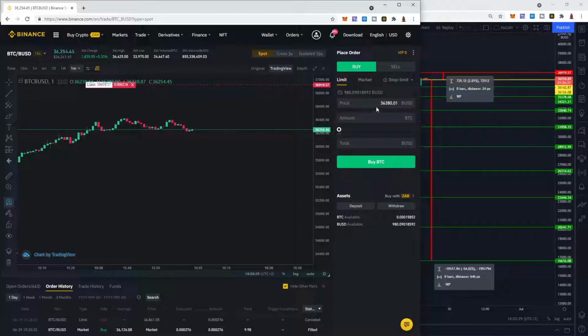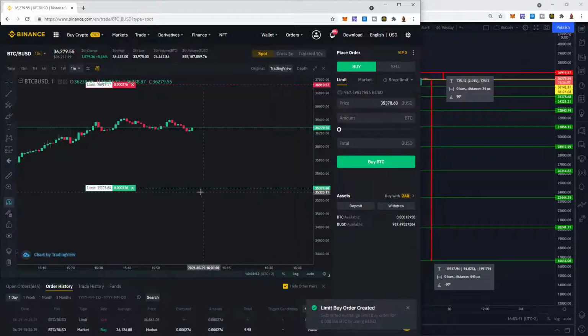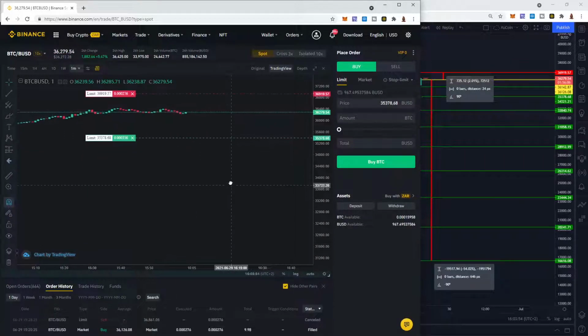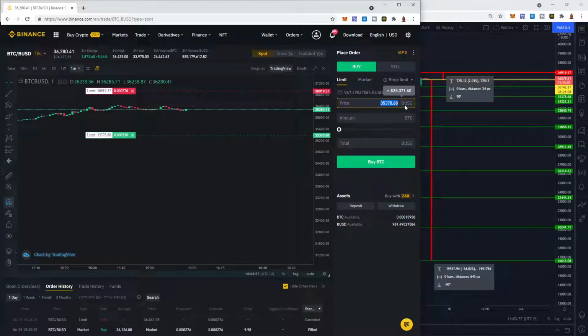And now we'll put in our buy limit orders. The next one is going to be on 35378.68, and this trade size is going to be $12.61. There we go. Our first limit order buy is in. The next trade is going to be on 34321.21. This trade size is going to be 16.96.